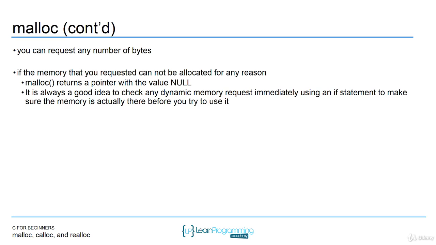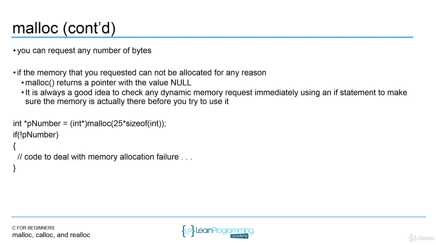Malloc will return null. And this is good because when pointers are pointing to null, it means that they're not pointing to any memory. So you can't corrupt or change any memory inadvertently. So it's always a good idea after you do a malloc to immediately check for null before you use it, just like when you assign data or dereference a pointer. You want to make sure that you're actually pointing to something.